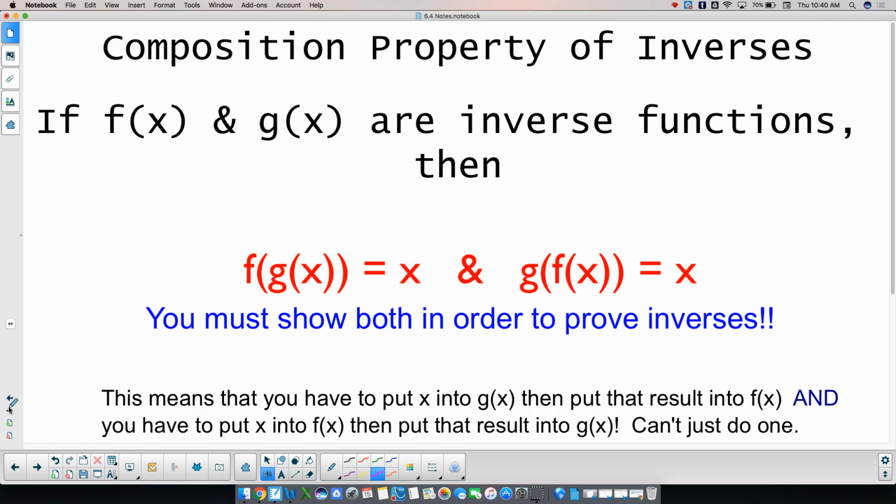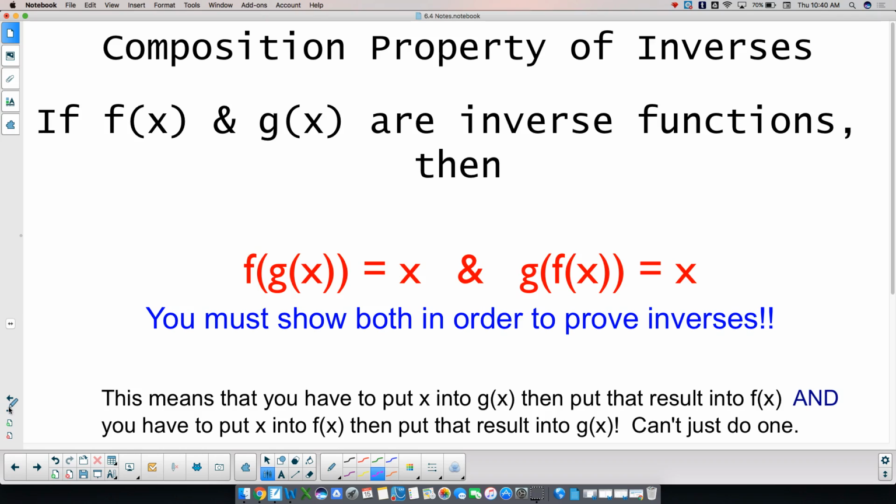What this means is I'm going to take x and put it into f. That's just going to give me f of x. Then I'm going to take f of x and put it in for x in g of x. Do all of that math, and I should get out x at the end.